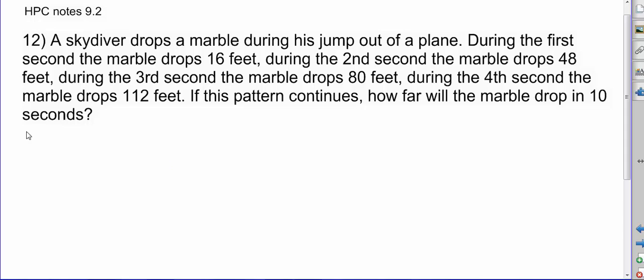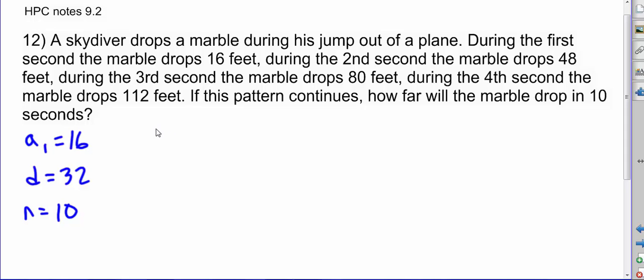So let's take a look at this. So again, we're talking about the marble. We know, first of all, that it drops 16 feet in the first second. We know that it drops an extra 32 feet during the second. That would be 48 total, which is 32 more than the first second. And then we also know our n value here. We're looking for 10 seconds.